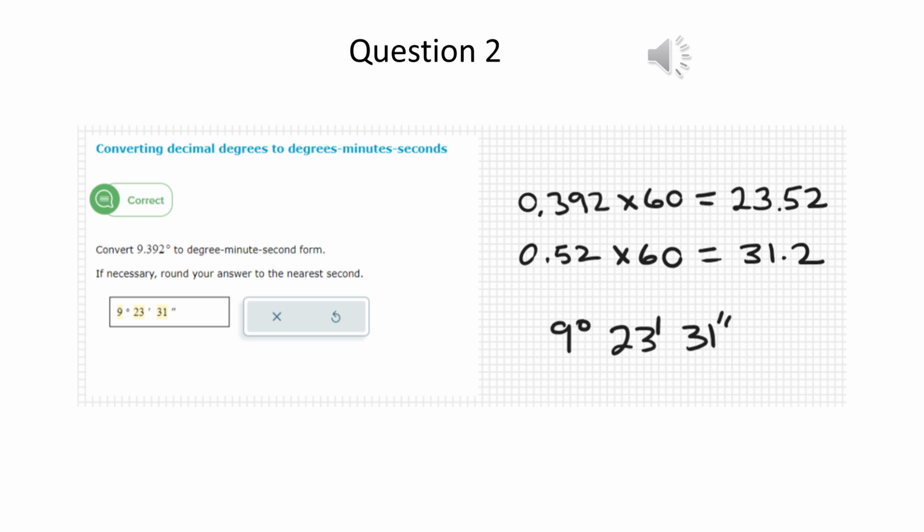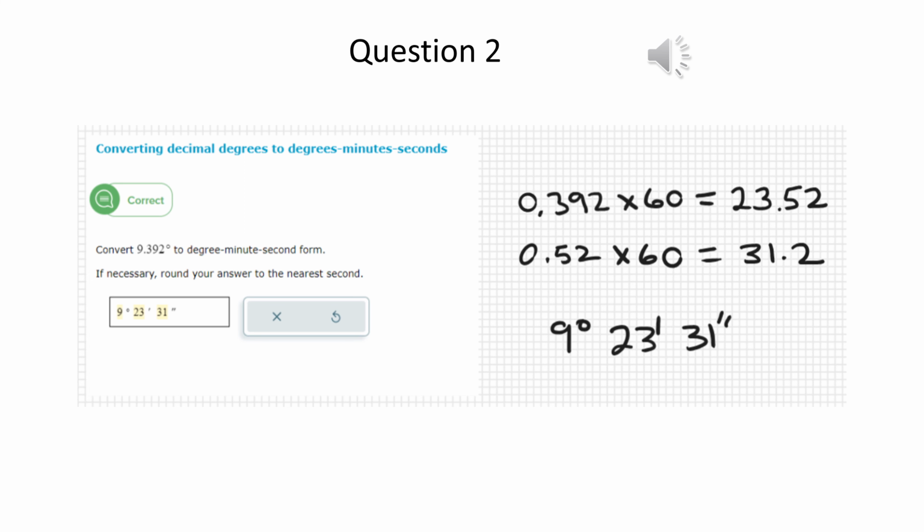You take the decimal part of the given number, so you delete mentally 9, get the whole part, and multiply by 60. One more time, the answer is 23.52. You take the decimal part of this answer, which is 0.52, and multiply one more time by 60, and get 31.2.